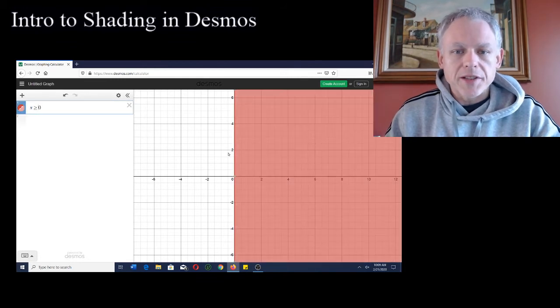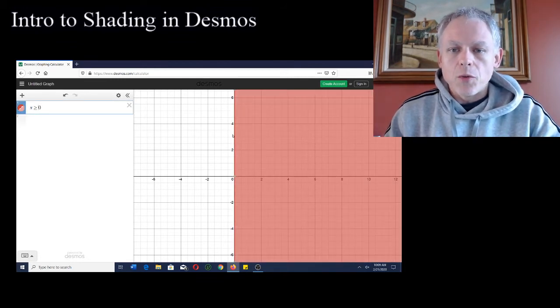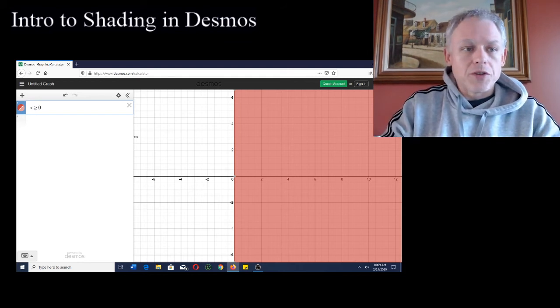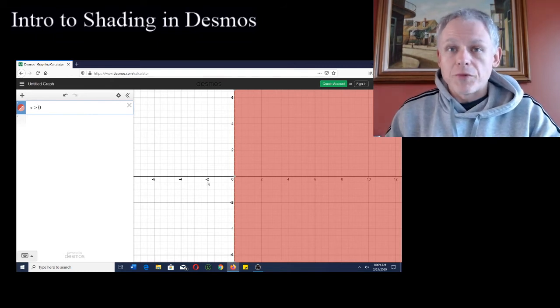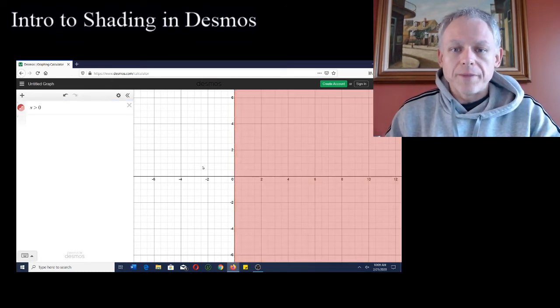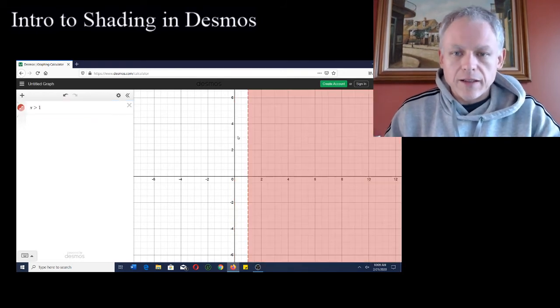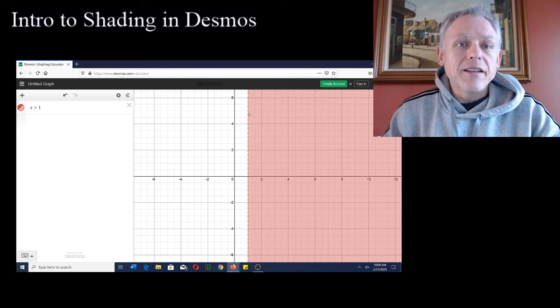Now you might have noticed that if you look right along the y-axis, it's a solid red line. Well, that's because of the equal sign here. If we were to replace that, all I have to do is put the cursor up here and hit backspace, and it gets rid of the equal sign. Actually, let me switch this to 1. Now you can clearly see that there's a dashed line here. This dashed line means that the border is not included in the solution.